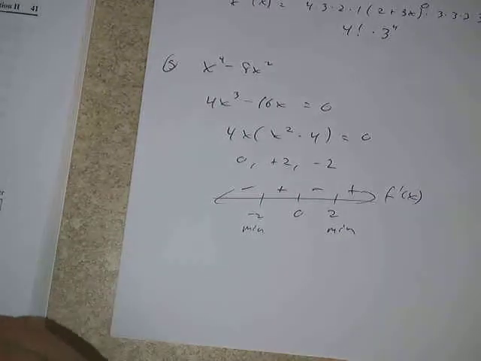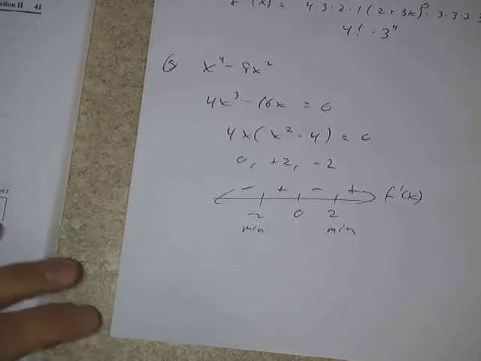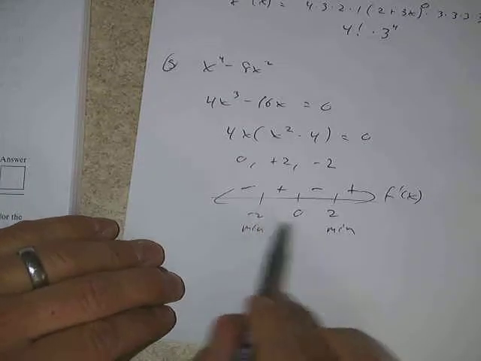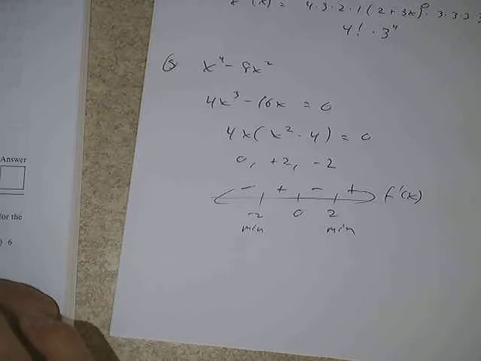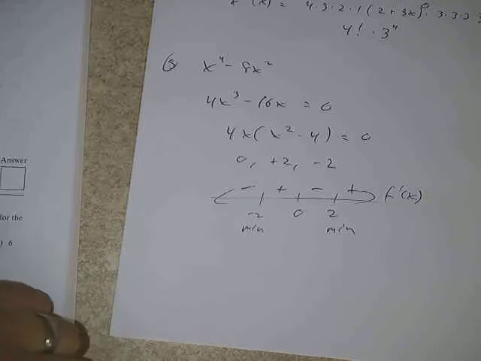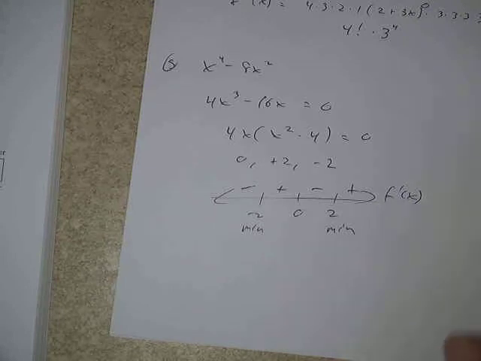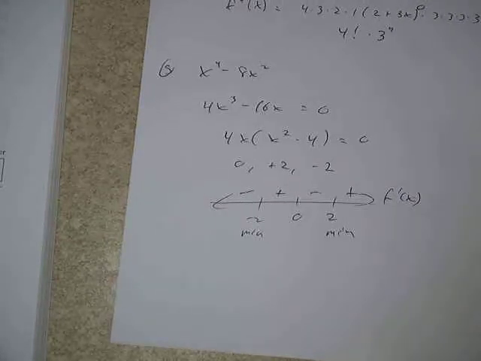And so ultimately this -2 right here would be a minimum, decreasing before it, increasing after. Maximum at 0, min again at 2. And question says, at what values of x does it have a relative minimum? So the answer would be -2 and +2, which would be D.